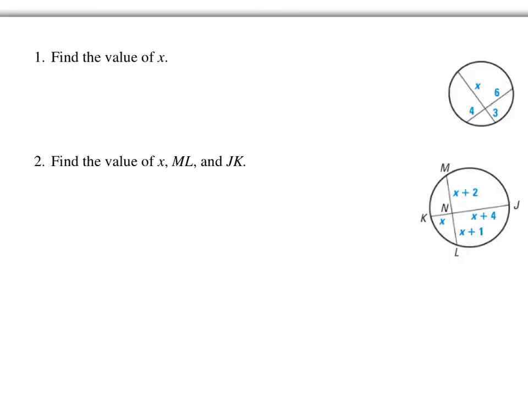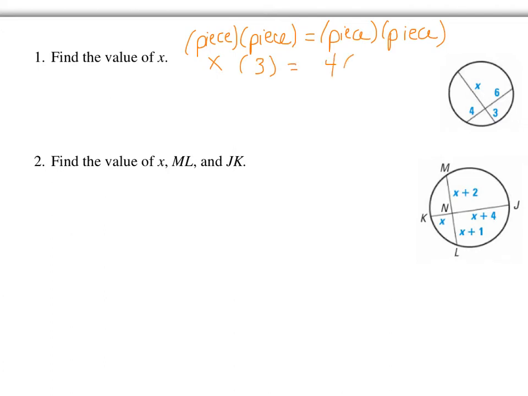So for this first one, remember this is 2 chords. So this is our piece times piece equals our piece times piece. So when we fill this in, we have our x times our 3, and then the other 2 pieces are the 4 and the 6. So when we simplify this, we get 3x equals 24. When we divide both sides by 3, we get x equals 8. And that's all we have to do for number 1.